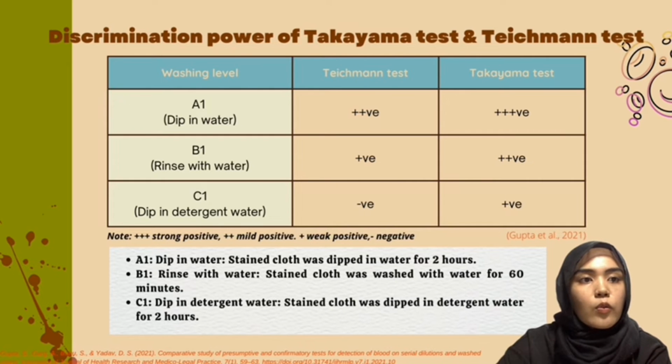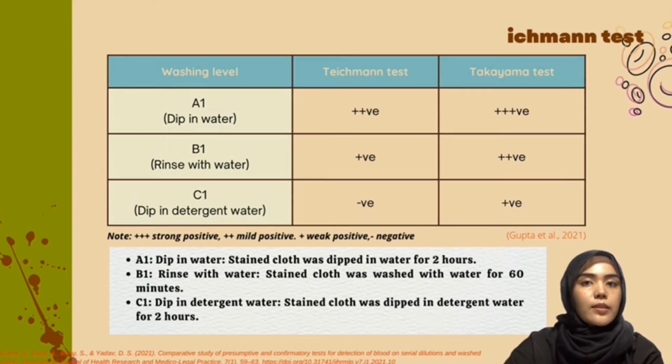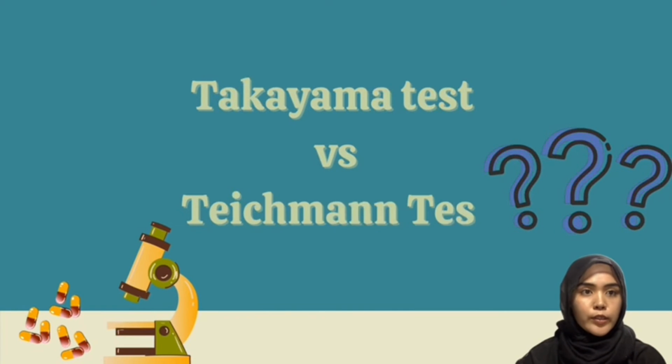Therefore, for washed bloodstains on fabric, the Takayama test is the most suitable confirmatory test. We can see that the Takayama test has a higher discrimination power compared to the attachment test. In conclusion, the Takayama test is more accurate than the attachment test, as it has higher discrimination power and is more reliable.